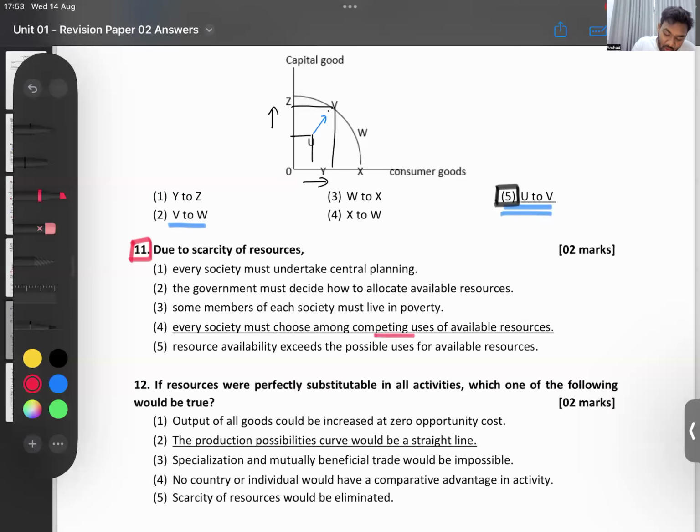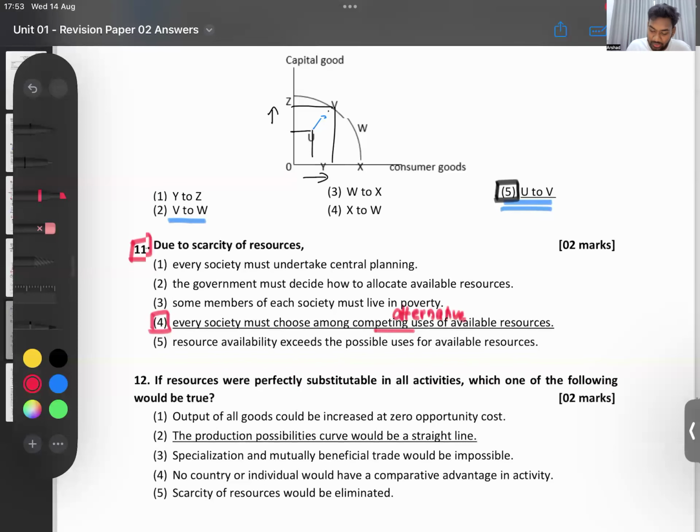Competing users means alternative users of available resources. Because you have what? Because you have scarcity, you have to decide, or you have to make a choice between the alternative users that you have. Do you get that correct? 11.4. It's from a past paper. We would have done that.